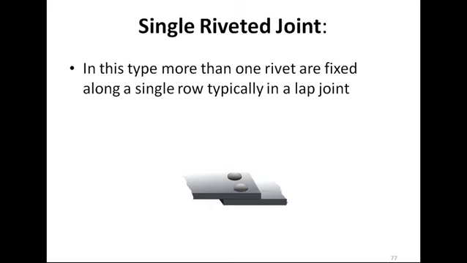Then the single riveted joint: in this type more than one rivet is fixed along a single row, typically in a lap joint. So a single riveted joint means we are using a single row for joining two plates. When we use a single row for joining two plates, this is called a single riveted joint.